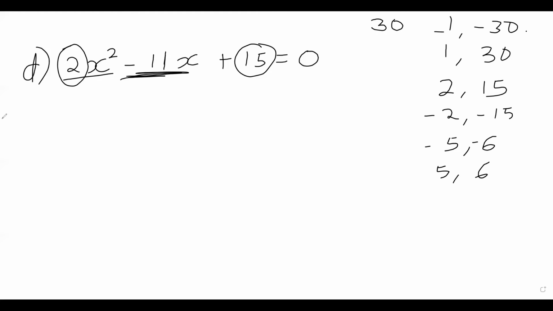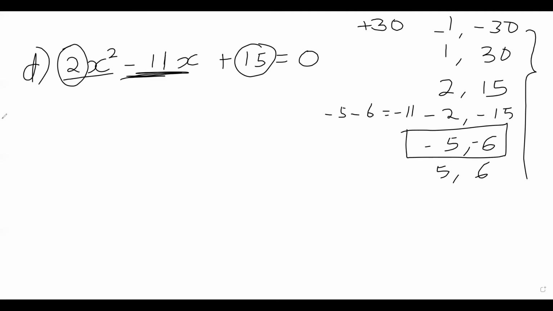Okay, so from this list, we can pick our best values. When we multiply them together, we should get positive 30, and when we add them together, we should get negative 11. From my looking, I can see we've gotten our values, because when we multiply negative 5 and negative 6, we get positive 30. And when we add them together, negative 5 and negative 6, we get negative 11. Correct? Good.